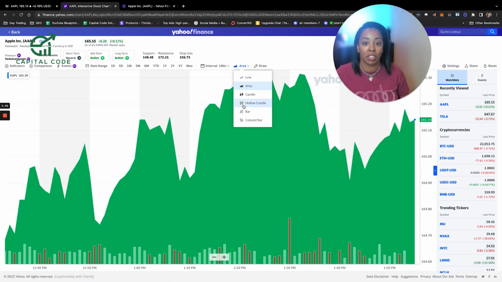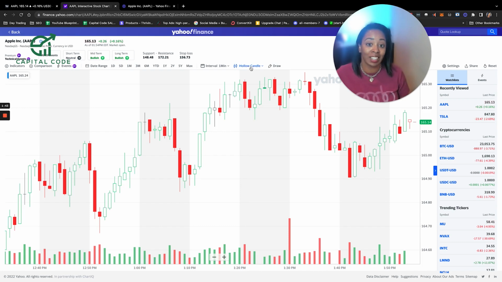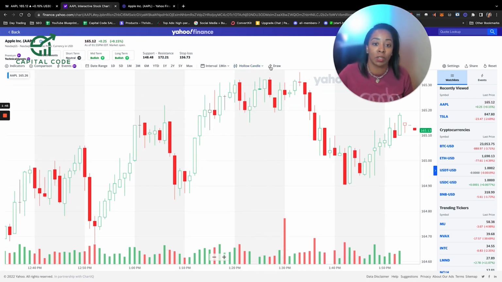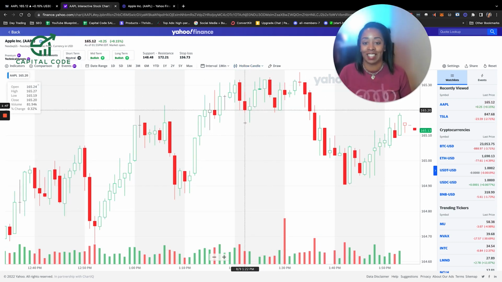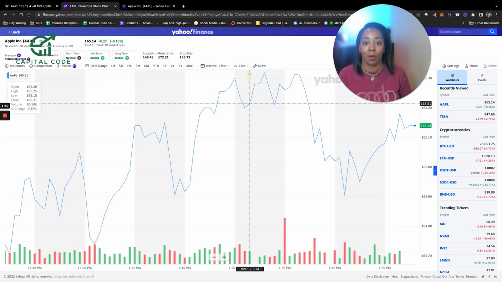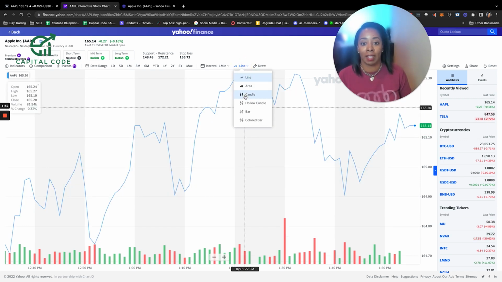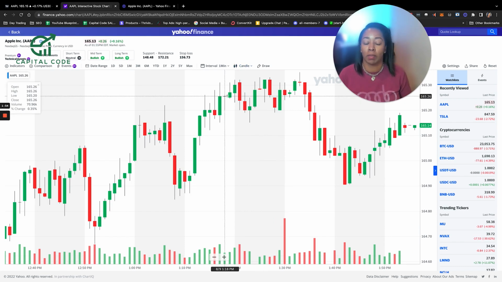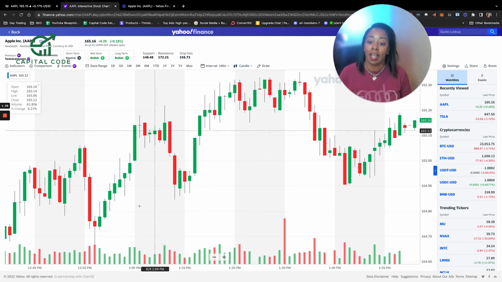These are pretty much the hollow charts, or hollow candles. I do look at the hollow candles, and those are a lesson within themselves, but just to keep it simple, the line chart and the candle charts are pretty much the main two things that I look at when I'm looking at a stock chart.